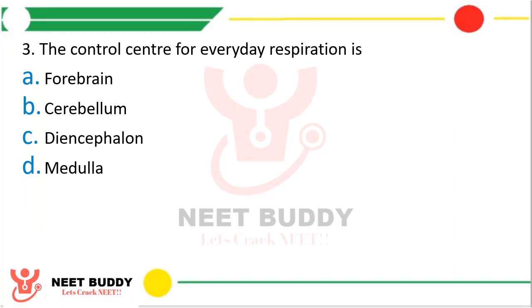Number 3. The control center for everyday respiration is in option A, forebrain, option B, cerebellum, option C, diencephalon, or option D, medulla. The control center for everyday respiration is? The correct answer is option D. It is present in medulla.